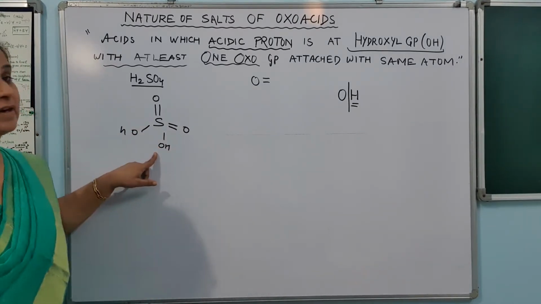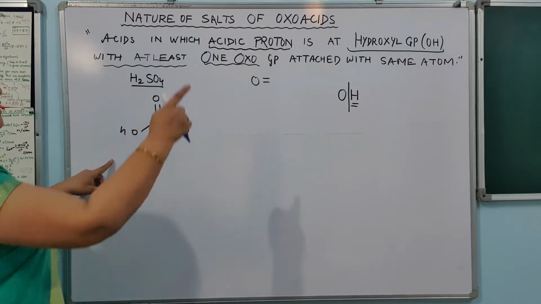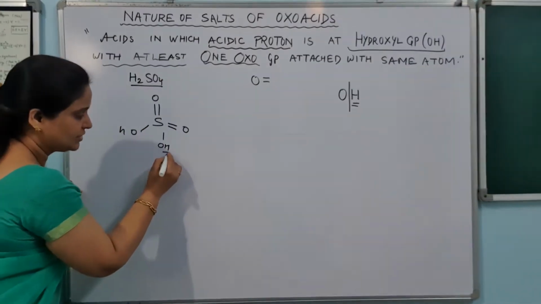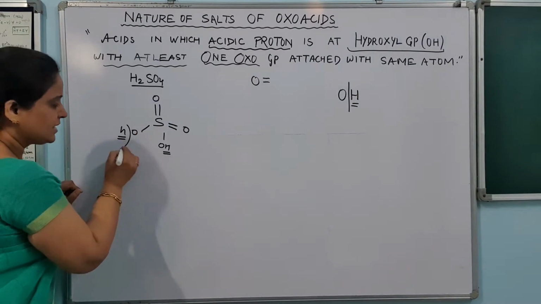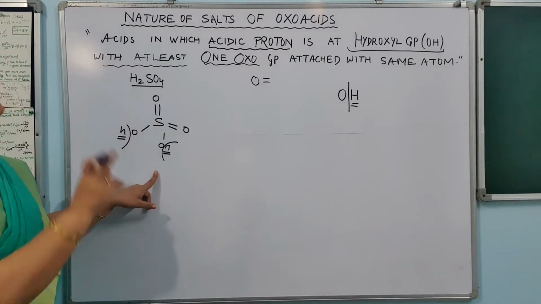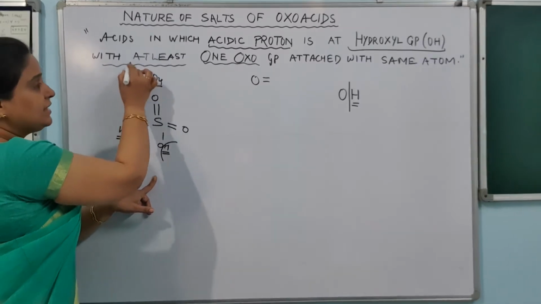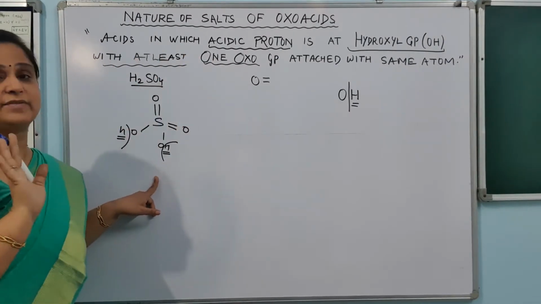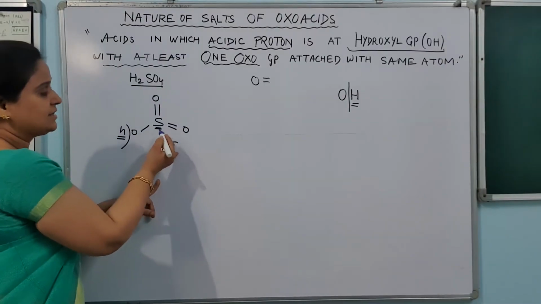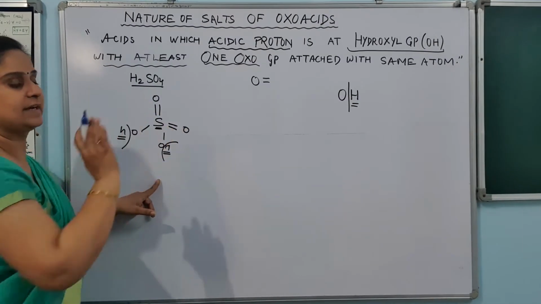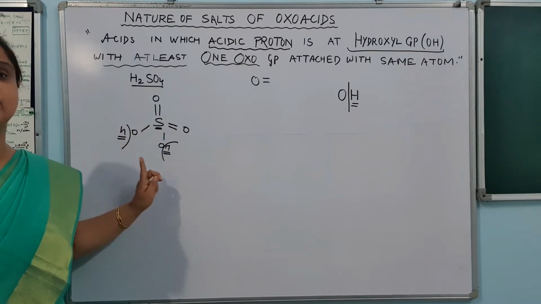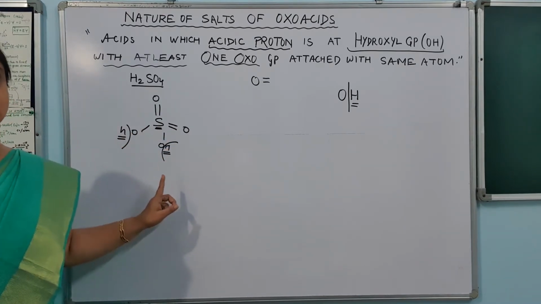If you apply the conditions, the acidic proton is present as a hydroxyl group. Look at this H and this H. These two H will be released by sulfuric acid, and the condition was that at least one oxo group should be attached to the same atom. With this same sulfur we have two oxo groups connected. It means this sulfuric acid is an oxoacid.